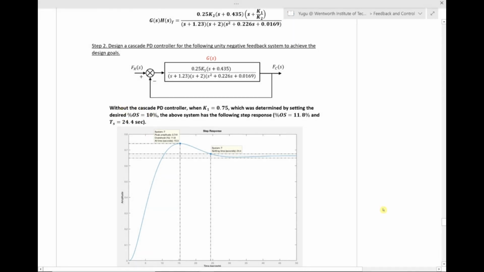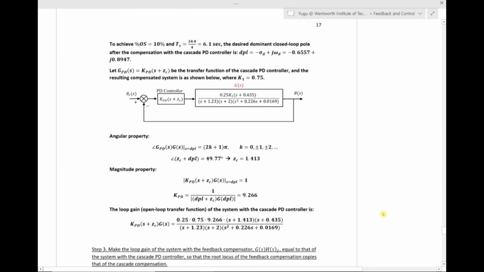As for designing the PD controller, we chose to achieve 10% overshoot in 6.1 second settling time, which is a quarter of the current settling time, which gives us the PD controller with a gain of 9.266 and a zero at negative 1.413. So then we have the open loop transfer function of the system with the PD controller, which is this function right here.